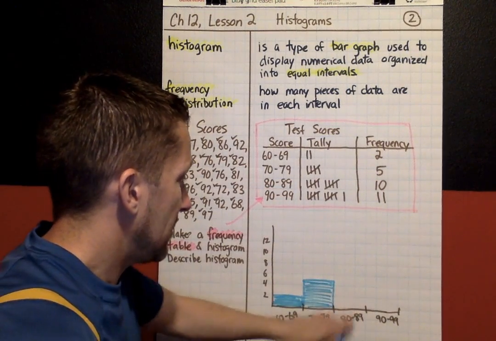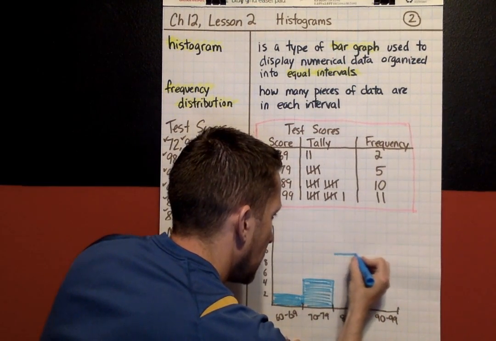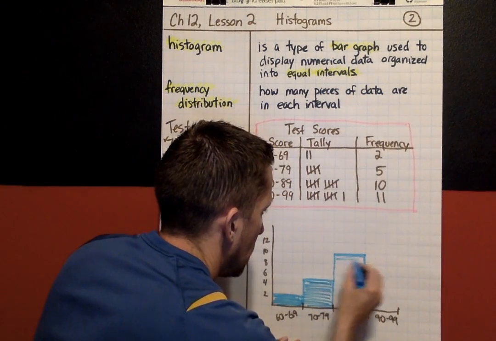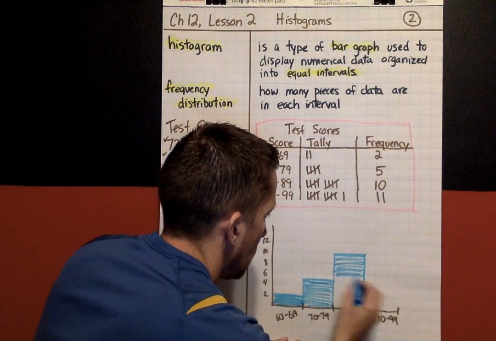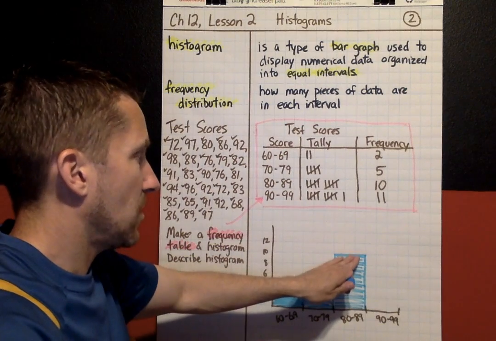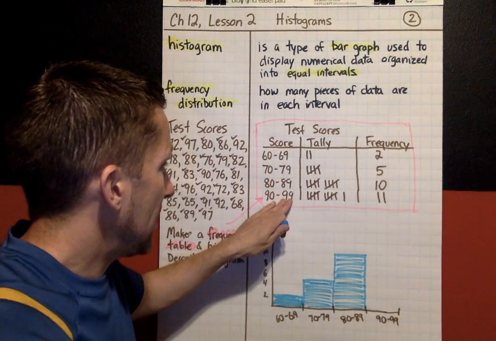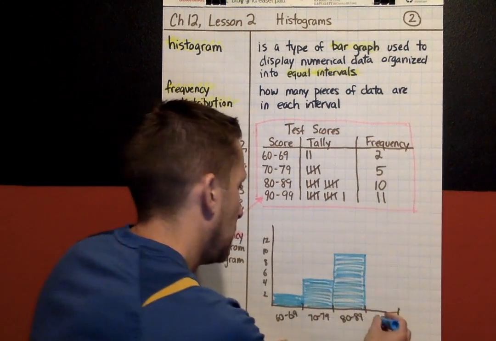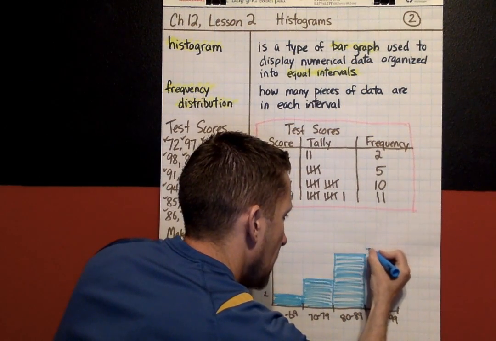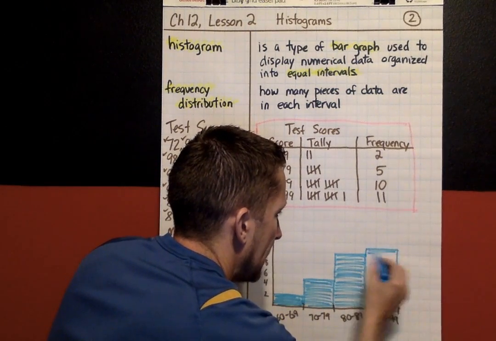80 to 89, that's this bar. That's going to go up to 10. So this bar shows that there were 10 scores between 80 and 89. Last bar, 90 to 99. It happened 11 times. So this line is 10, this line is 12, so it's going to go right halfway, and our last bar.